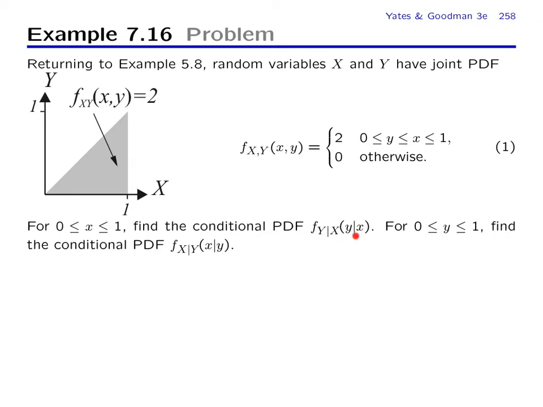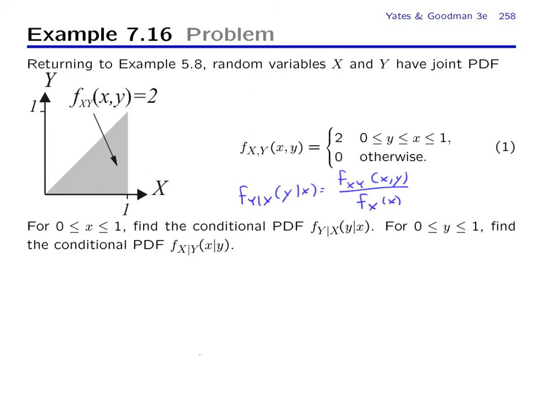Let's start by finding the conditional PDF of y given x for each value of x. From its definition, we can write the conditional PDF of y given x is equal to the joint PDF divided by the marginal PDF of x. So the first key step is to find this marginal PDF.